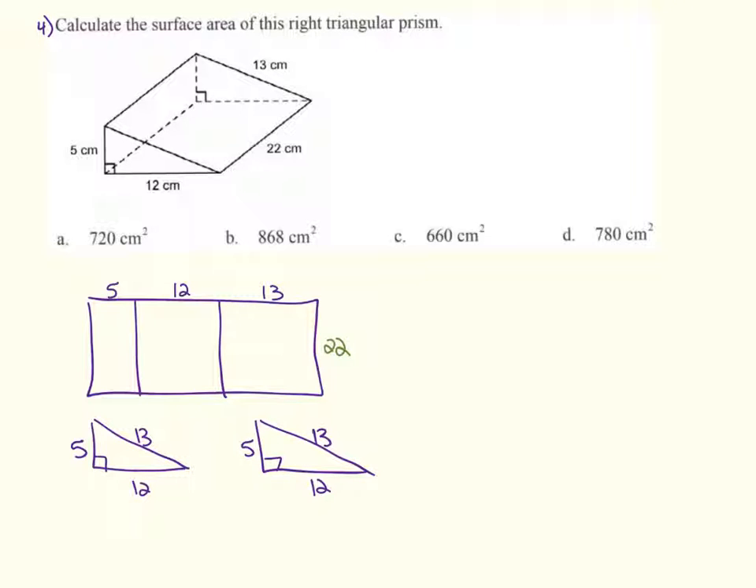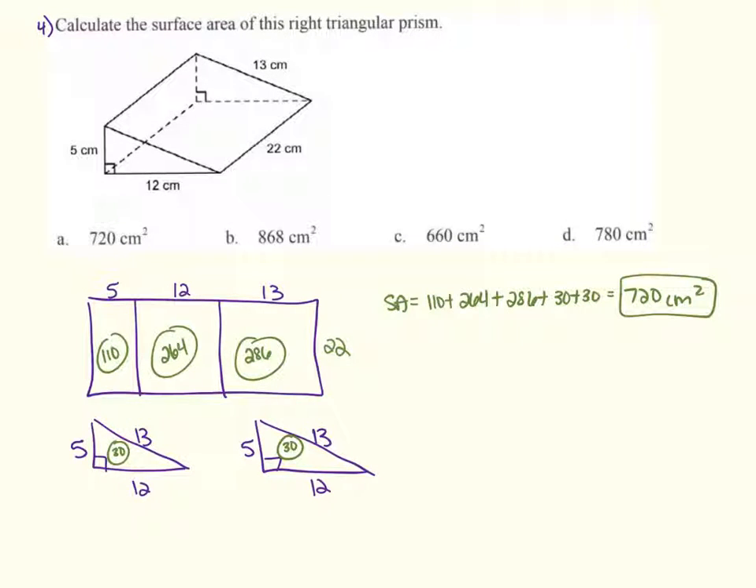All right, go ahead and pause your video now. Find all the areas. So find each individual area, then find the total surface area. Press play to resume for the answer. You should have gotten 720 centimeters squared. If you didn't get that, check to make sure you actually took half of the area for the triangles, because that seems to be the number one mistake. Other than that, the answer was A.